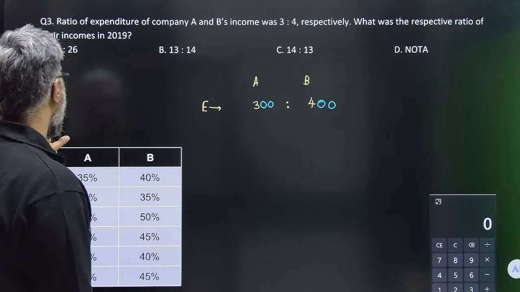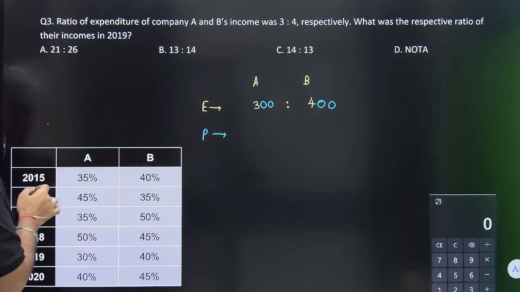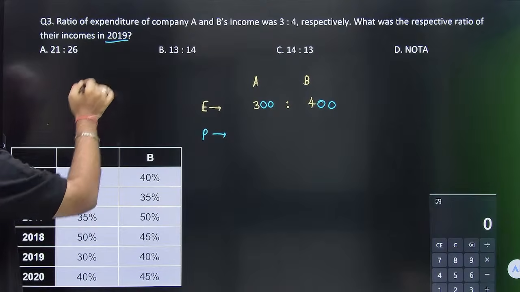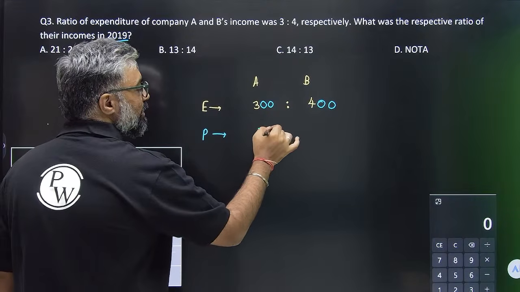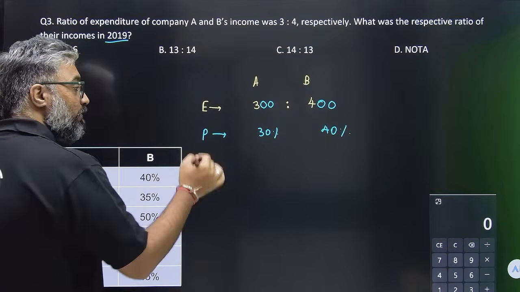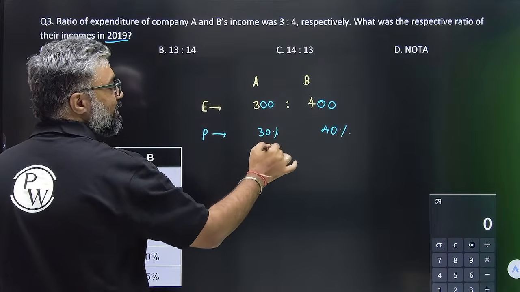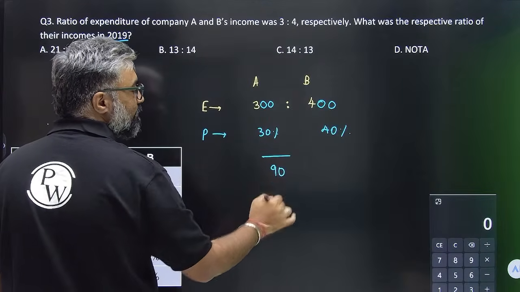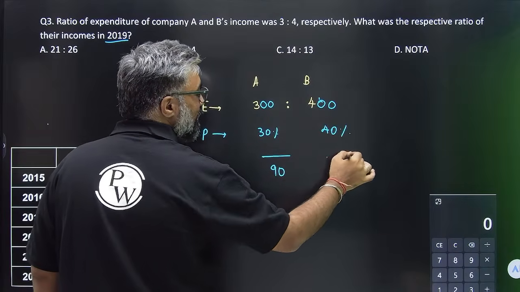Yes. And now I can bring up the profit. How much is the profit in each case, guys? In terms of A in 2019, A had 30%, B had 40%. So profit in terms of rupees would have turned out to be what? 2 zeros and the percentage gets cancelled out. This is 90. This is 160.